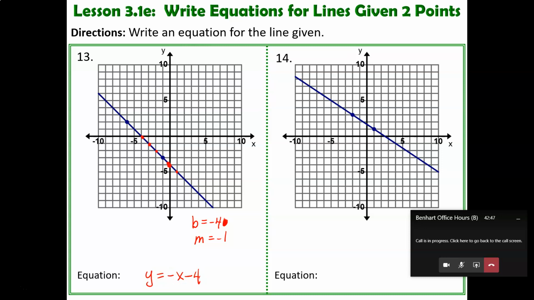This next one, well, we're not so lucky with the y-intercept, but we can figure out the slope between the 2 points. So I have negative 2/3 as a slope, and I can use this point 1, 1. Okay, so I have 1 equals negative 2/3 times 1 plus b.